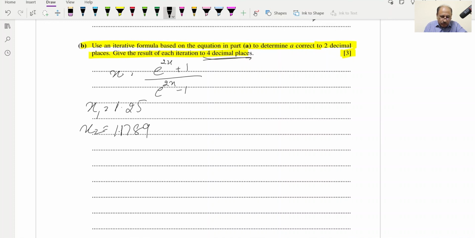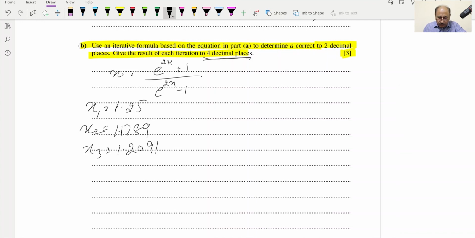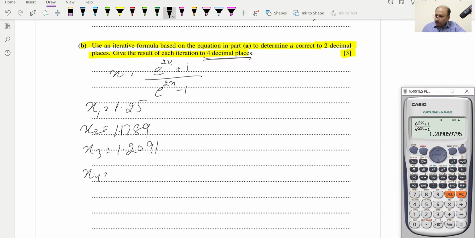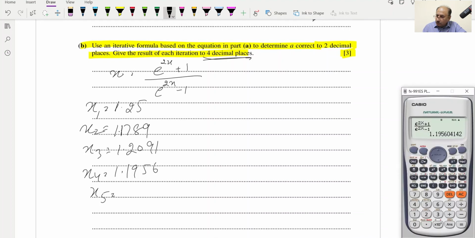So this will be our x2. We can write x3, so x3 will be calculate for answer, and this will give us 1.2091, and x4 will be calculate for answer, and this is equal to 1.1956, and x5 will be equal to calculate for answer, and this will give us 1.2014.